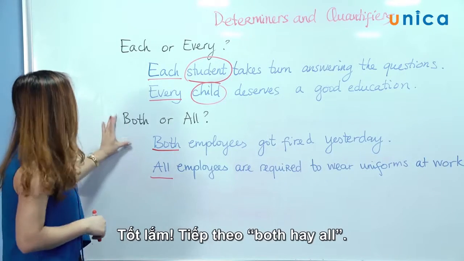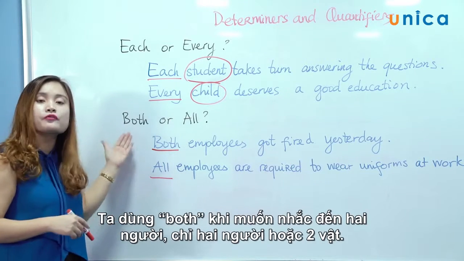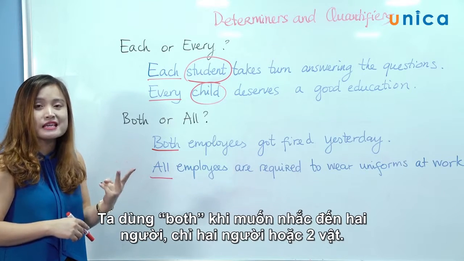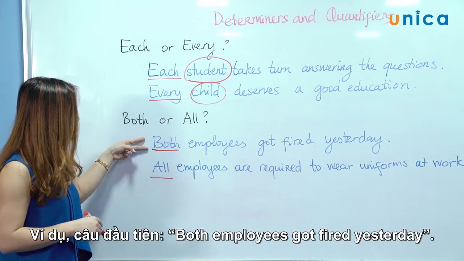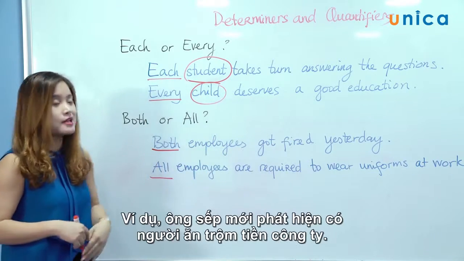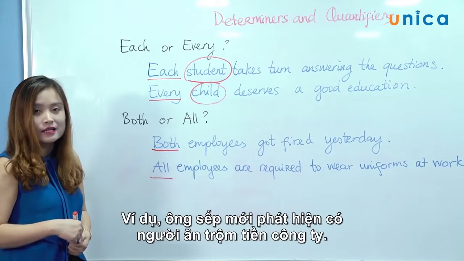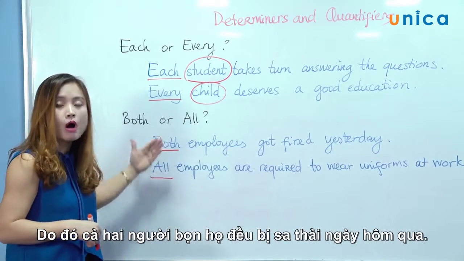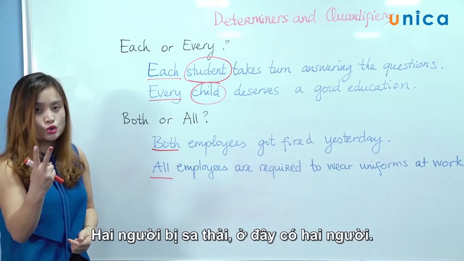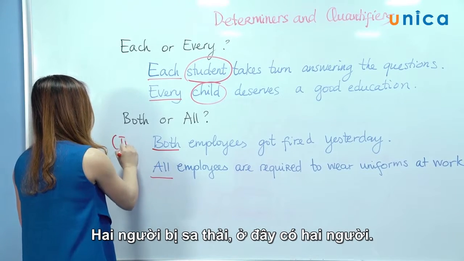Very good. And the next one, we have both or all. We use both if you want to refer to two people, only two people or two things. Now, for example, the first sentence, both employees got fired yesterday. For example, the boss discovered that they stole company's money. So both of them or both employees got fired yesterday. Two people got fired. All right? So two people.